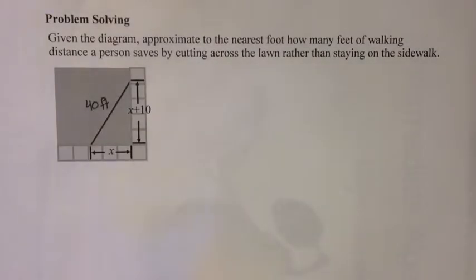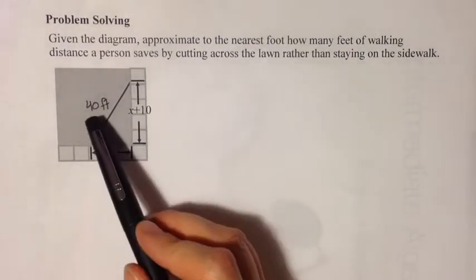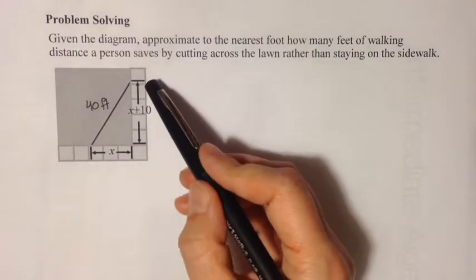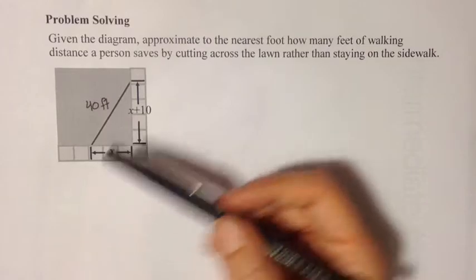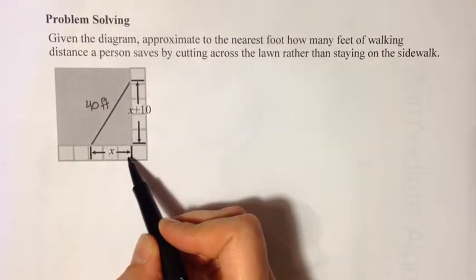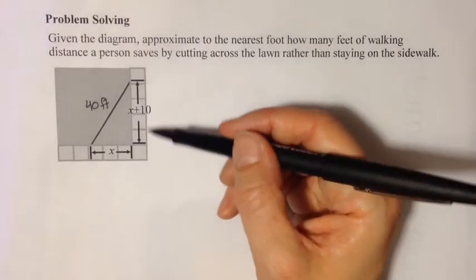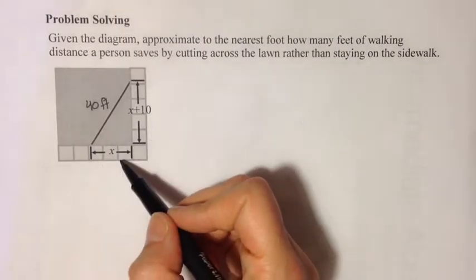One more story problem, then I'll let you go. This one says, given the diagram, approximate to the nearest foot how many feet of walking distance a person saves by cutting across the lawn rather than staying on the sidewalk. Looking at the diagram, we already know that cutting across the lawn takes 40 feet. What we need to know is how far do you have to go if you stay on the sidewalk. Staying on the sidewalk is this distance plus this distance, but we don't know what either of those two distances are, just that this one is 10 feet longer than this one.